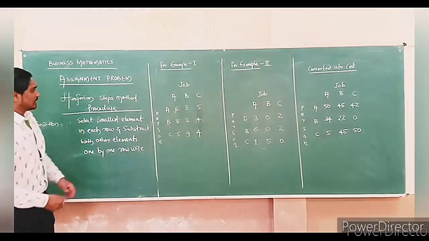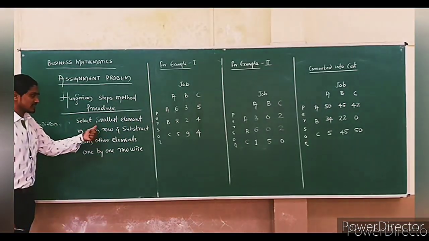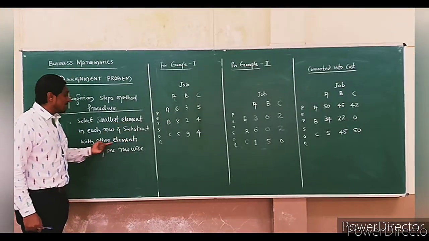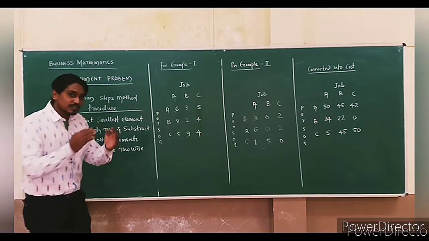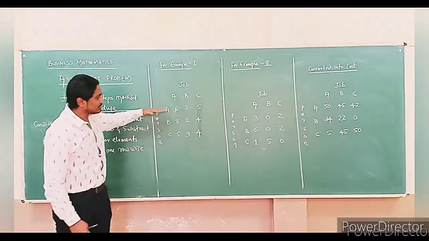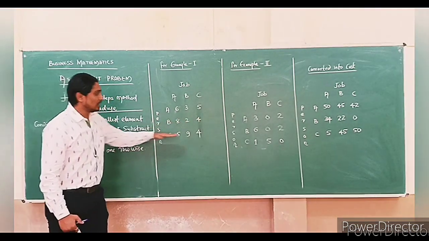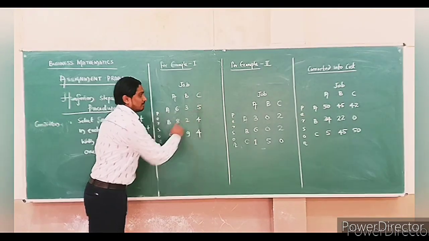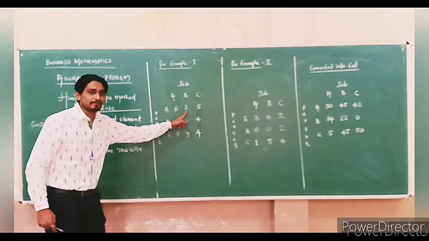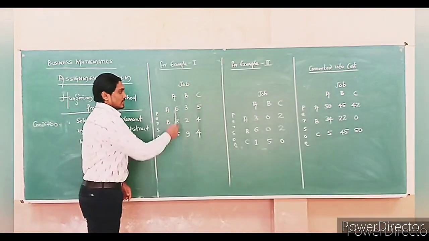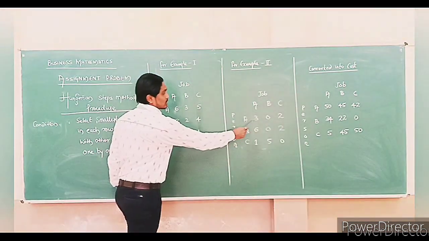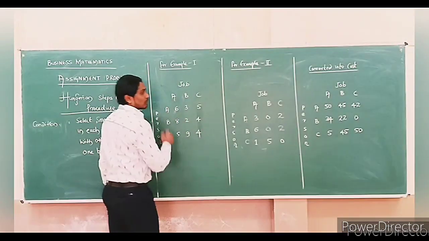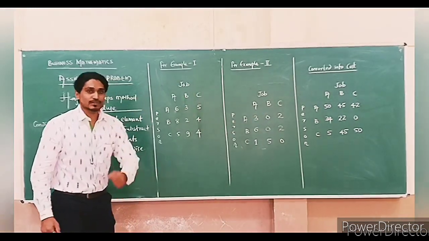See, what our step says: select the smallest element in each row and subtract it from the other elements one by one, row wise. So first of all we have to check how many rows there are. There are 3 rows, row 1, row 2 and row 3. Okay, let me go with row 1 first. Select the smallest element. The smallest element is 3. So subtract it from the other elements. 6 minus 3 equals 3. 3 minus 3 equals 0. 5 minus 3 equals 2. This is row 1 successfully completed.